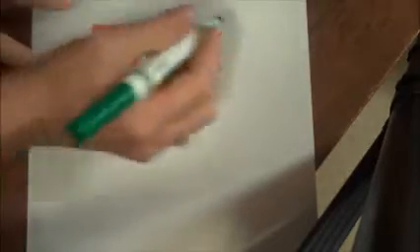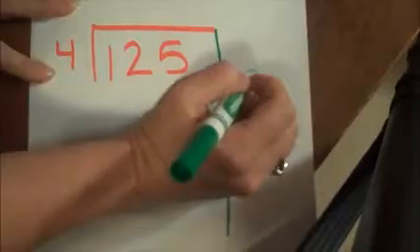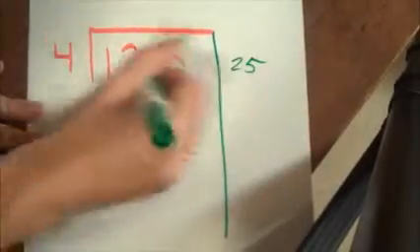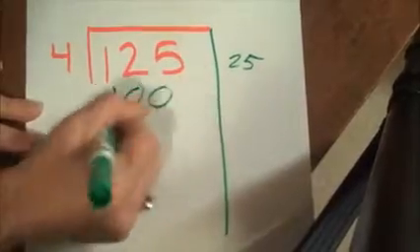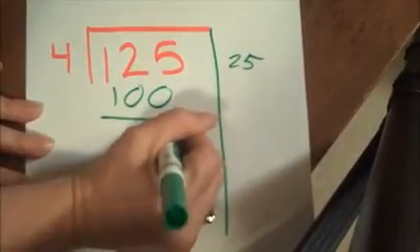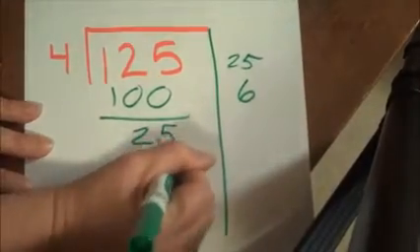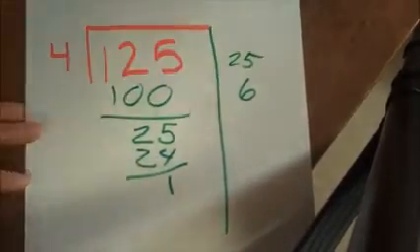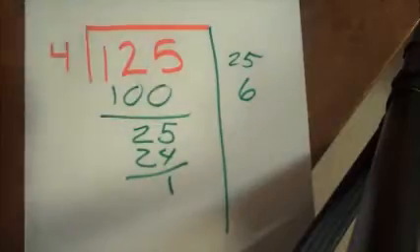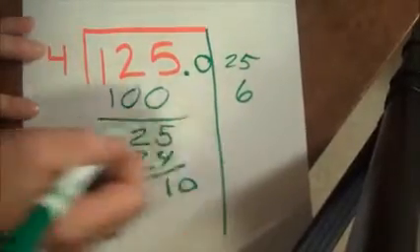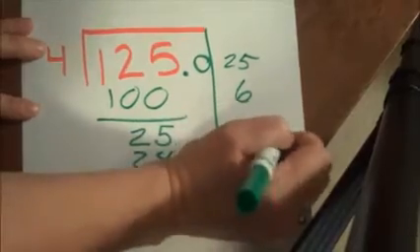$125 divided by 4. Maybe I know that 25 times 4 is 100. And I have 25 left, and so I'm going to do 6. And I've gotten to my remainder. And so I've added the decimal and the 0, and I know that they're going to get 2 tenths.